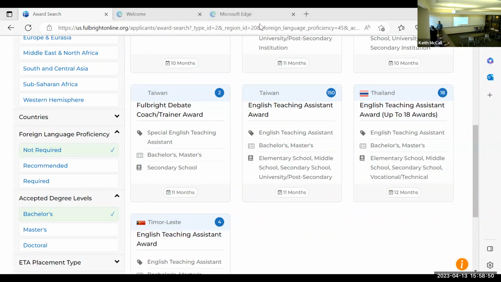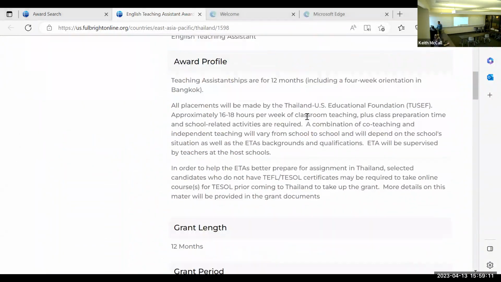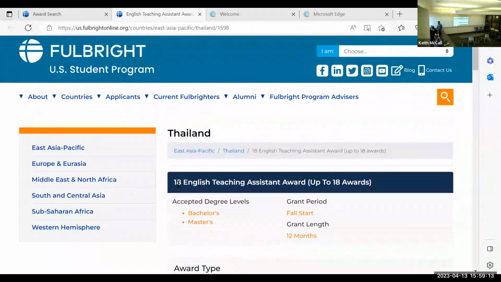Yeah, so the country here, so like Taiwan, I think has something like 150 ETA slots this year. I think I saw that Spain has like 180. So the number is how many of those opportunities exist in the country for this year. And you'll see that when you go to the country profile too, listed right up at the top. They'll say 18 English teaching, that they are going to offer up to 18 awards of that type this year.